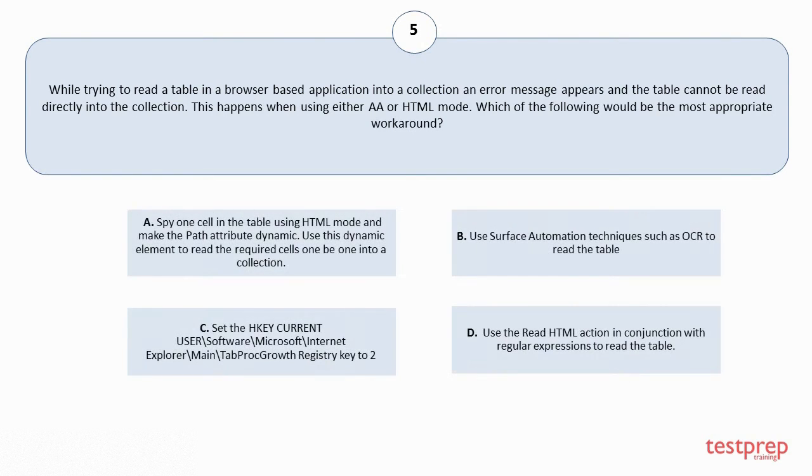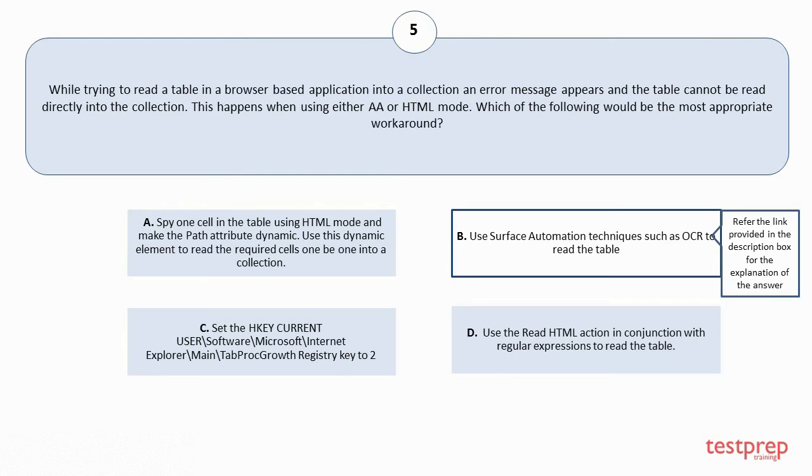Your options are: A. Spy one cell in the table using HTML mode and make the path attribute dynamic. Use this dynamic element to read the required cells one by one into a collection. B. Use surface automation techniques such as OCR to read the table. C. Set the following. D. Use the Read HTML action in conjunction with regular expressions to read the table. The correct answer is option B.